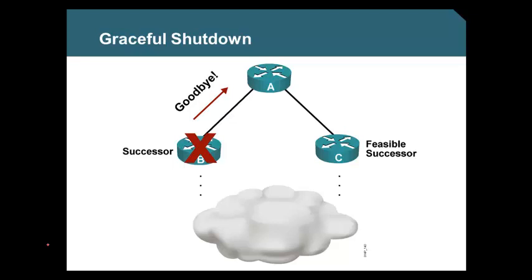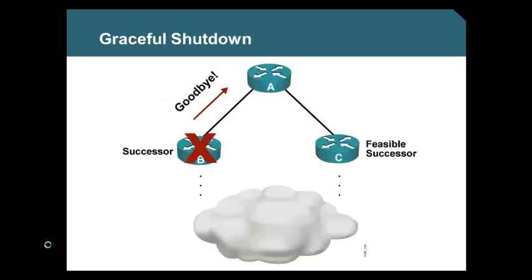I'm going to show you this goodbye message by capturing a packet. So when a goodbye is received from B, A now focuses on C to reach the internet, because C is the feasible successor to reach the internet. Now the C route will become a successor because A has received already a goodbye from B. So it focuses on C.